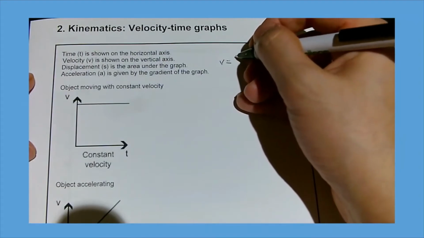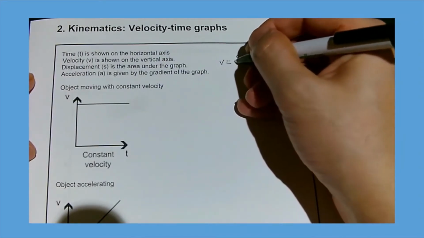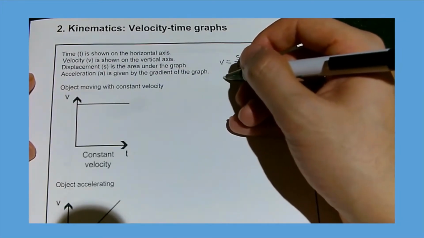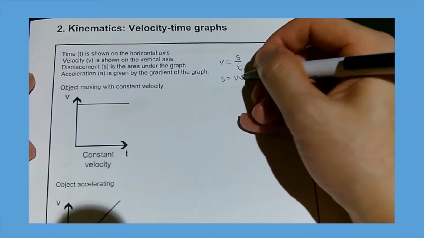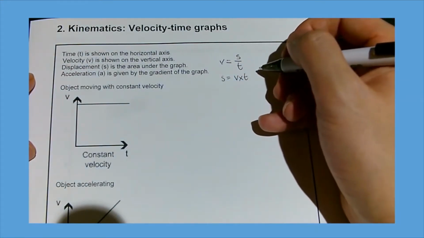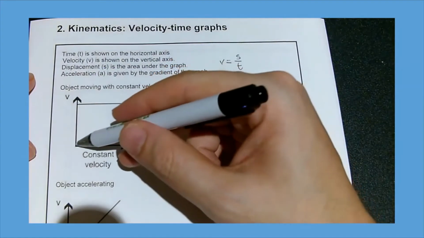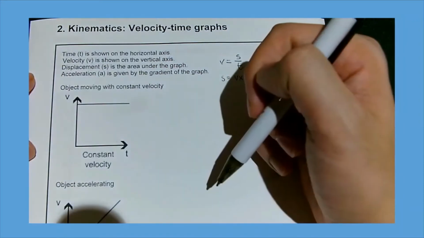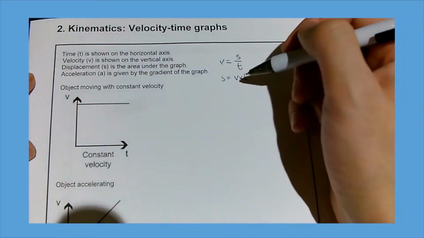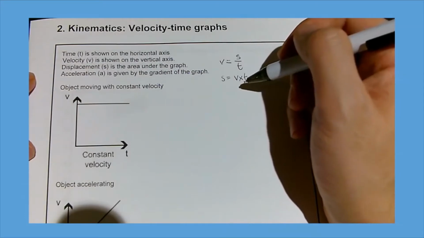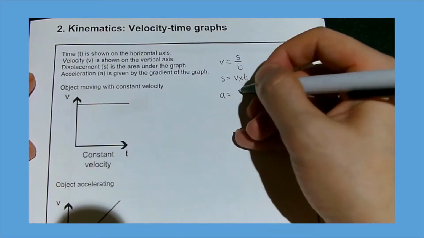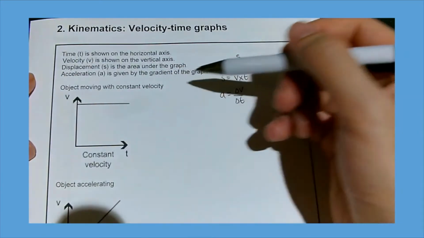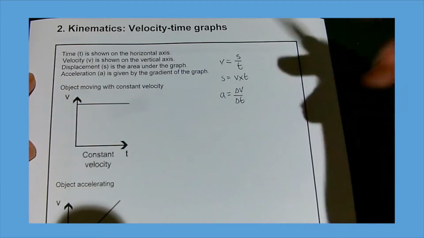So velocity is displacement over time. Displacement is given by the symbol s, and to find displacement, you multiply v and t together. When you multiply v and t, you're multiplying these two variables, which means you want to find an area. That's why the area under the graph is displacement. And as mentioned before, acceleration is the change of velocity over time. So that's why the gradient of a vt graph gives you acceleration.